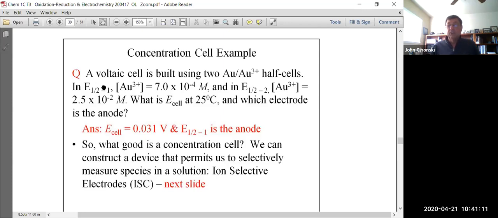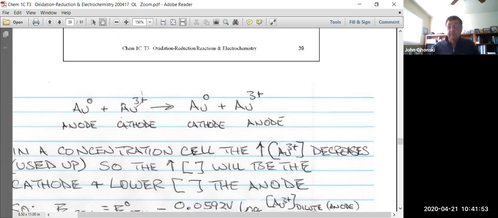Now, let's look at a gold half cell, two half cells that are gold. So we're looking at gold metal and gold in the +3 state, okay? Now, let's say we have two concentrations of gold. For the first half cell, the gold is 7 times 10 to the -4th molar. And in the second half cell, it is 2.5 times 10 to the -2 molar. And we're at 25 degrees, okay? So let's see what the voltage would be predicted to be under these conditions.